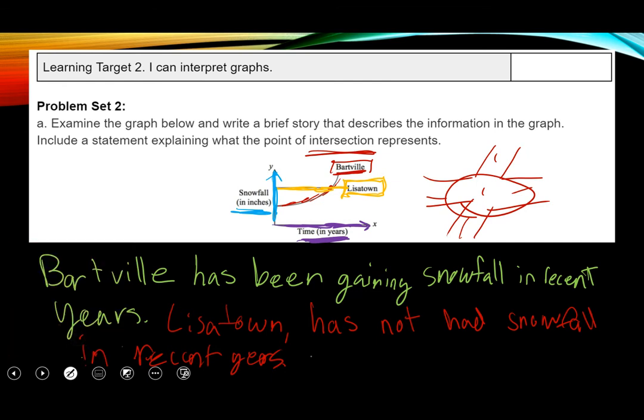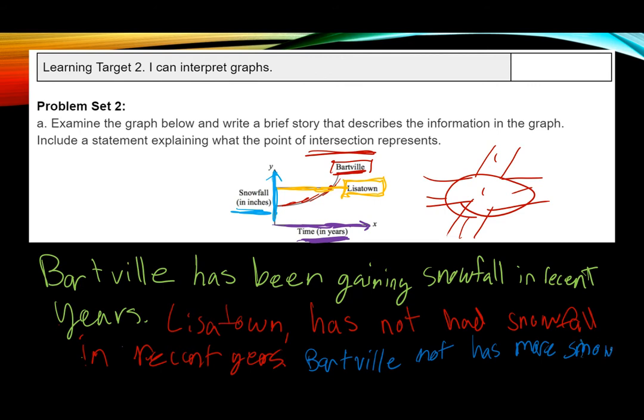Well, it tells us that Bartville now has more snowfall all time. So like in the history of snowfall based off this graph, Bartville has taken the lead because Lisa Town hasn't really had any snowfall.